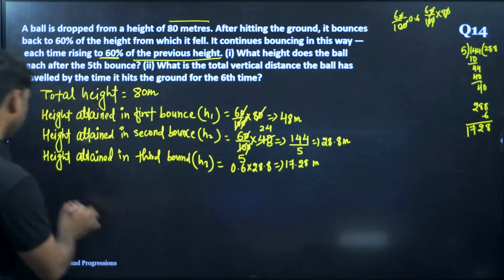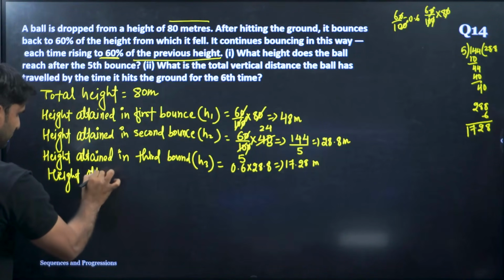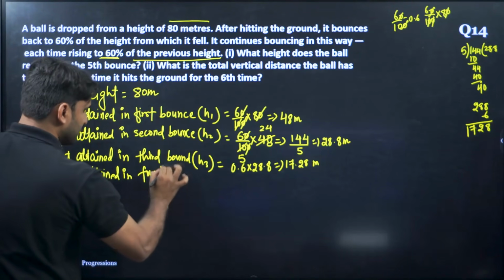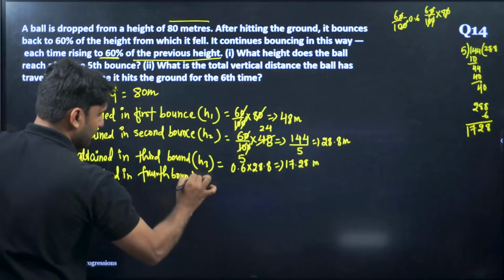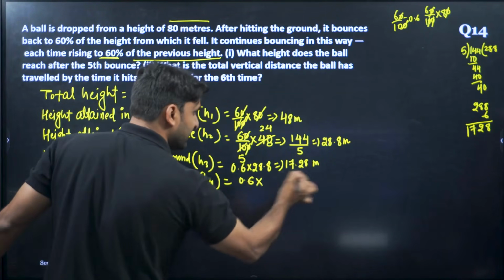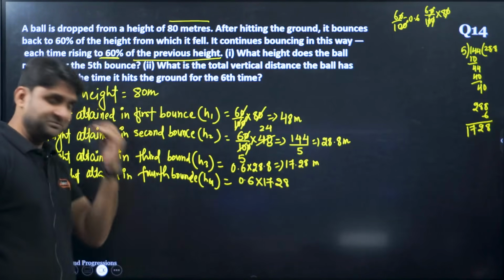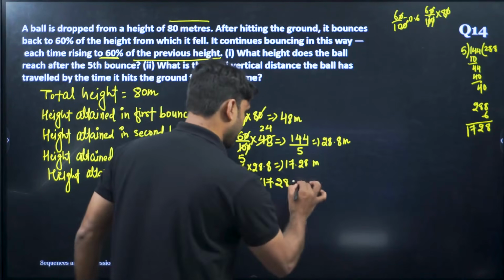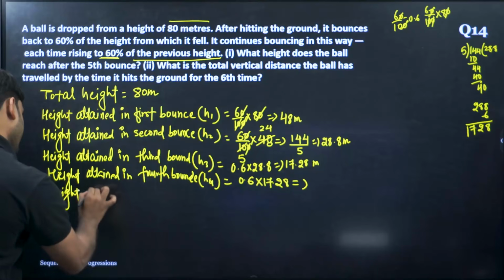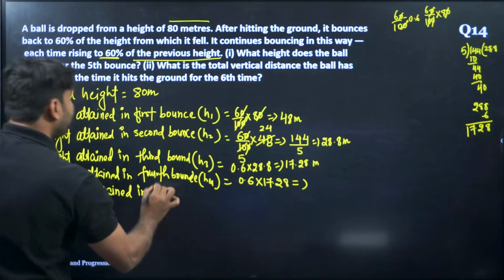Similarly, height attained in the fourth bounce, H4. Again we can directly multiply 0.6 into the previous one, which is 17.28. Simple, right? Let's multiply and check what you are getting, guys. Similarly, height attained in the fifth bounce.